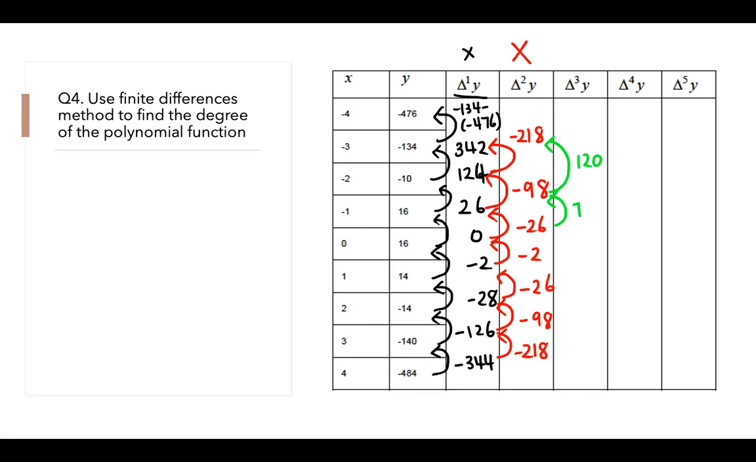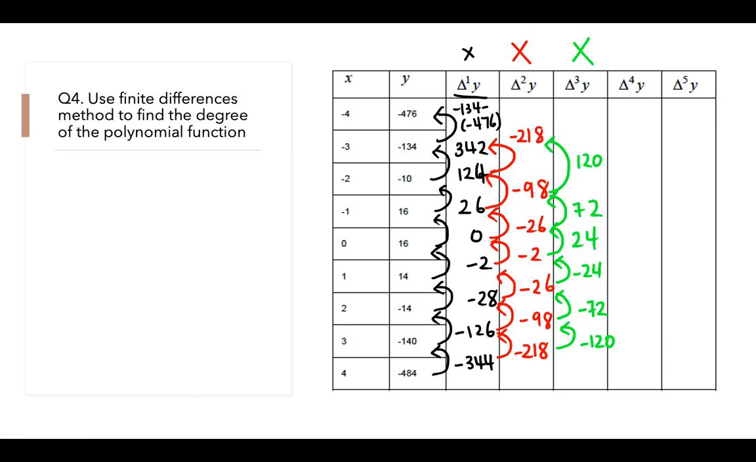This will give me 72. Negative 2 minus negative 26 gives me 24. Then negative 24, negative 72, and lastly negative 120. Now, are the third differences the same? No, they're not the same. It's not constant, so we're going to keep going.